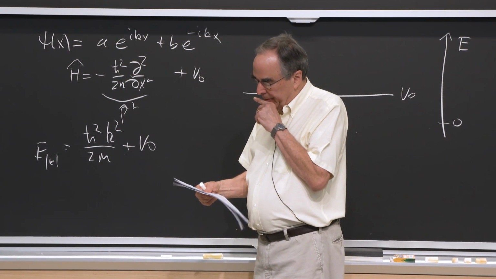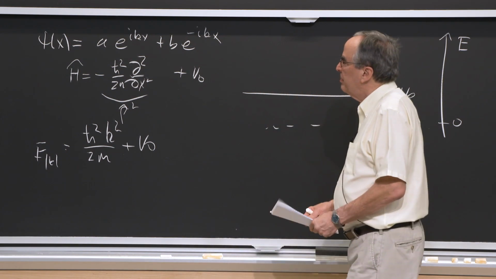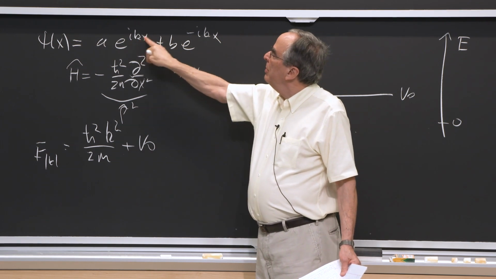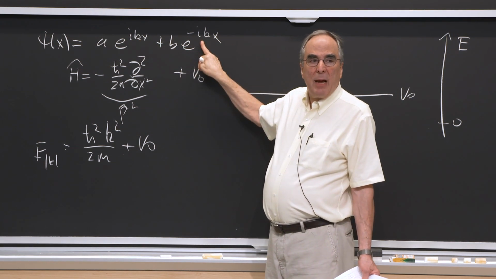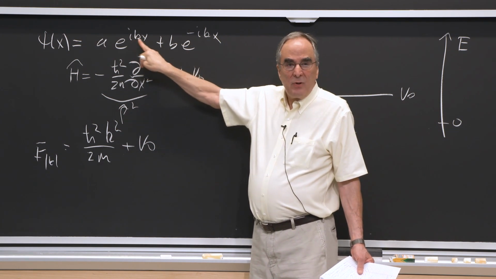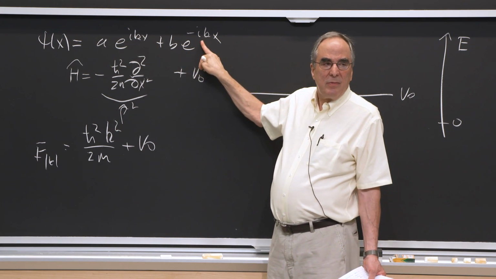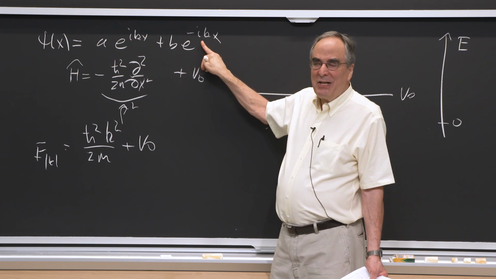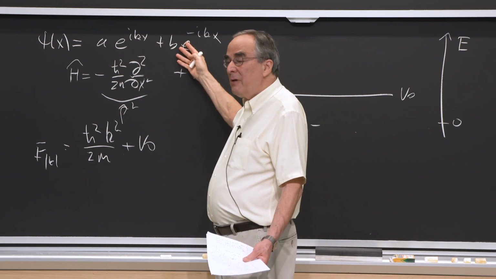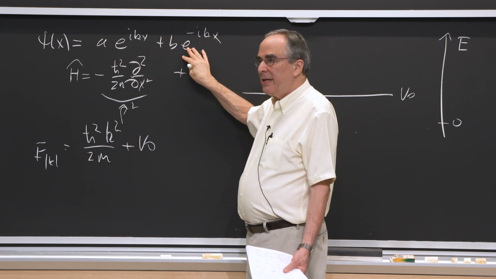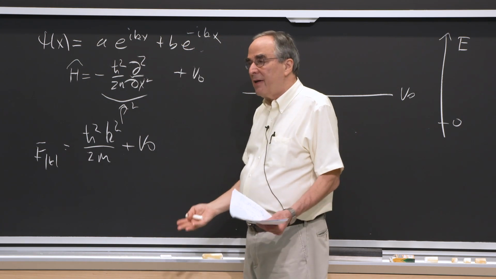I want to torture you with something. Why are these two k's the same? What would happen if the k for the positive term were different from the k for the negative term? Simple answer. Yeah? There would be two eigenvalues? That's right. It wouldn't be an eigenfunction of the Hamiltonian. It's a mixture of two eigenvalues.